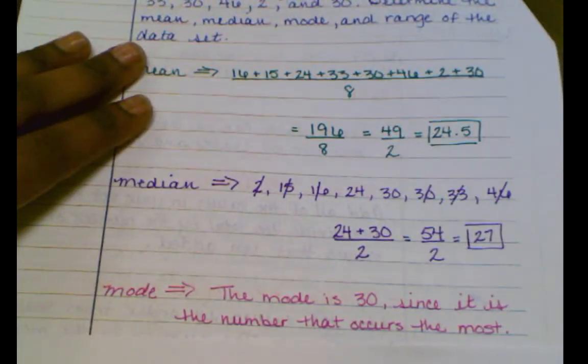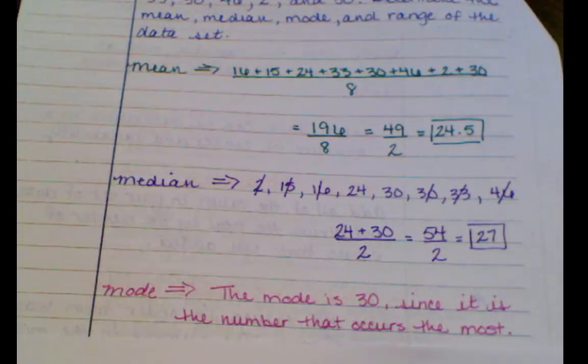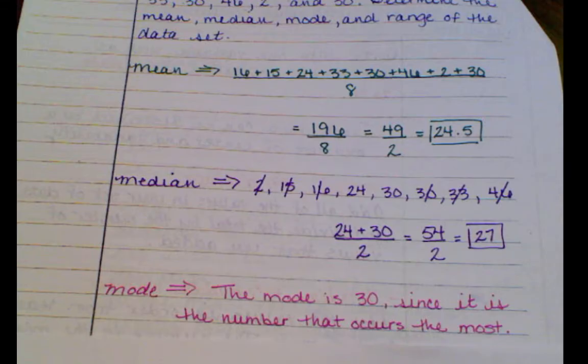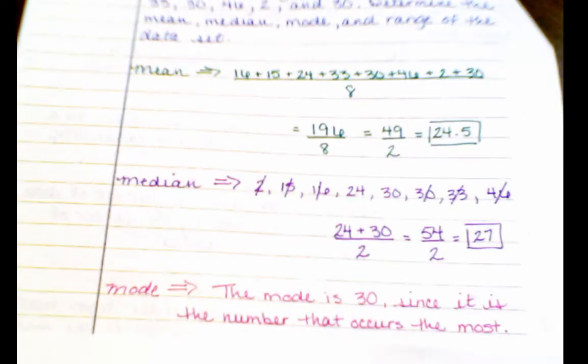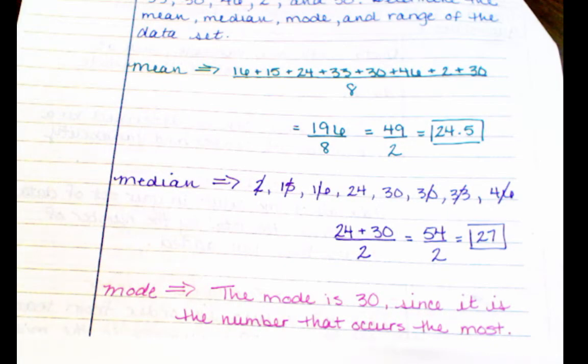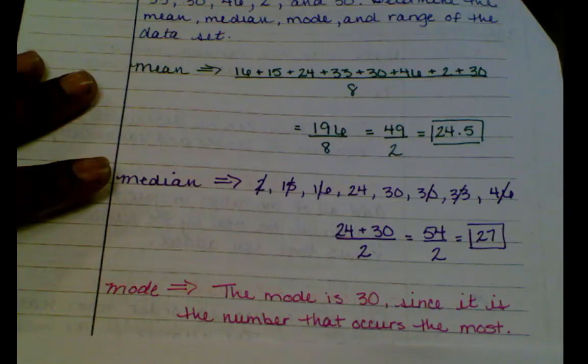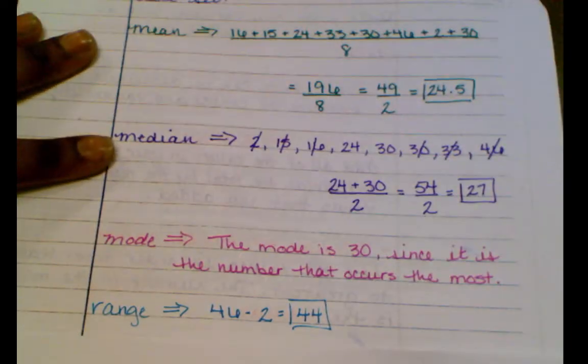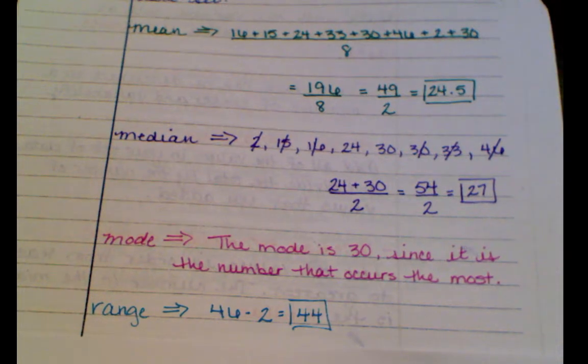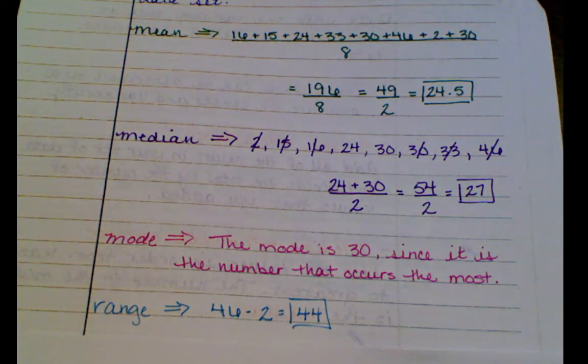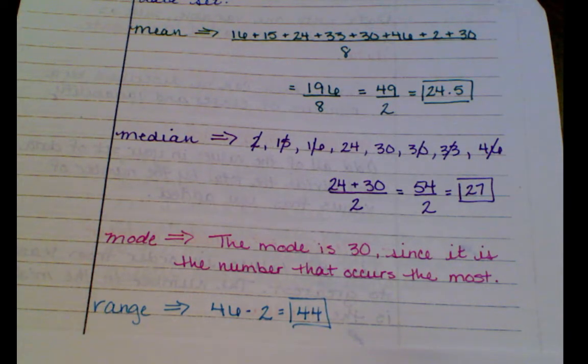Remember, the mode is the number that occurs the most. In looking at my set of data, the number 30 occurs more often than the rest of them, so the mode is 30. Last but not least, we have the range. Remember, to find the range, we take the highest value and subtract the lowest value. The highest value is 46, minus 2, which is my lowest value, and that gives me a range of 44.